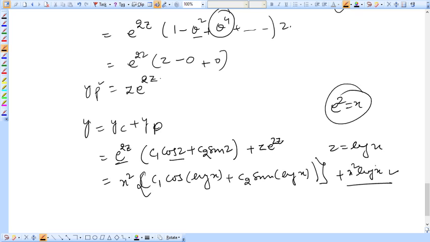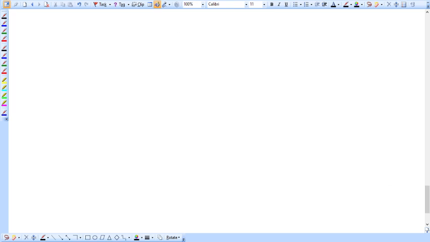This is the way we solve Cauchy linear equations, right? In this case the coefficients of the differential equations are variable. Now I'm going to take one more problem, second problem, P2.